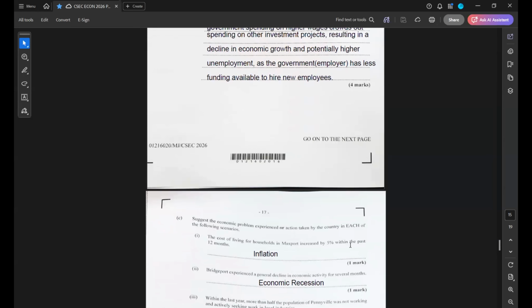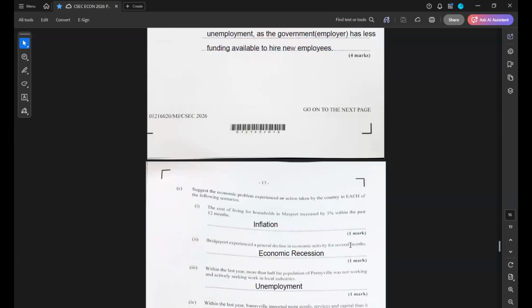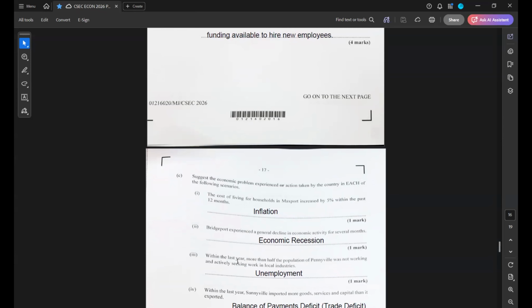And then we have part C, suggest the economic problem experienced or action taken by the country in each of the following scenarios. The cost of living for households in Maxport increased by 5% within the past 12 months. That is inflation. That's the problem. Bridgeport experienced a general decline in economic activity for several months. That is an economic recession. Within the last year, more than half of the population of Penny Valley was not working and actively seeking work in local industries, unemployment. Because they were actively seeking work and they couldn't find any, so that is unemployment.